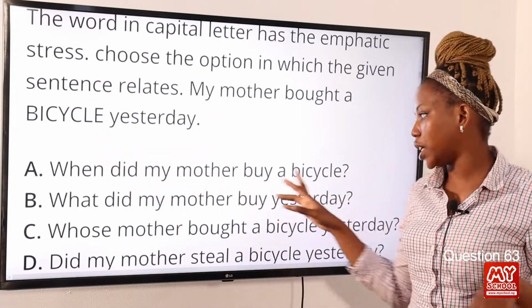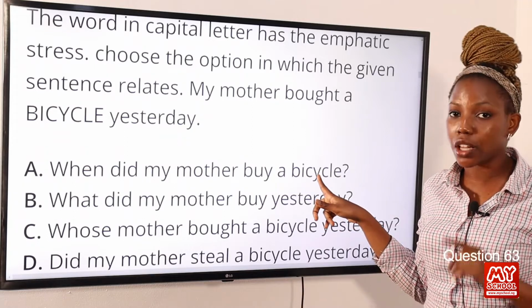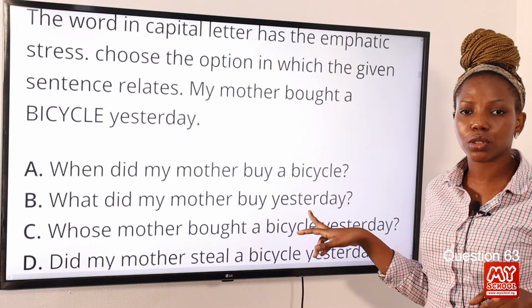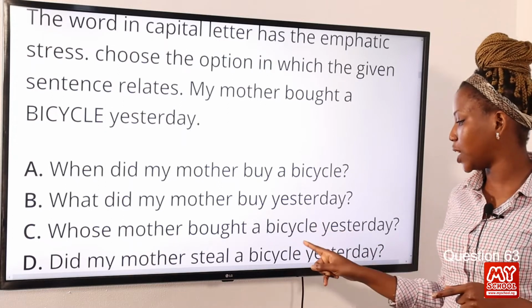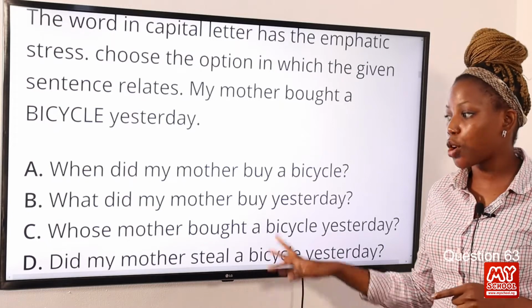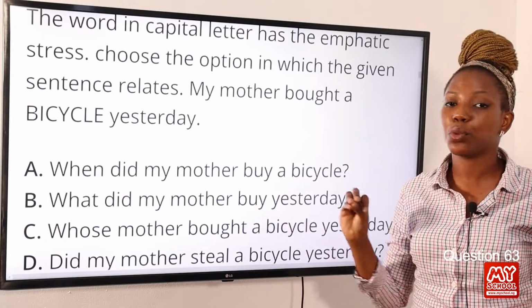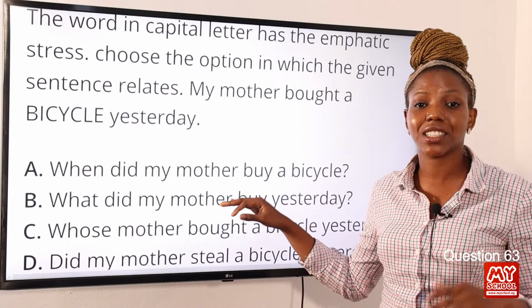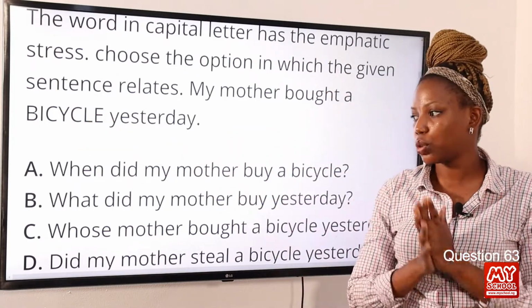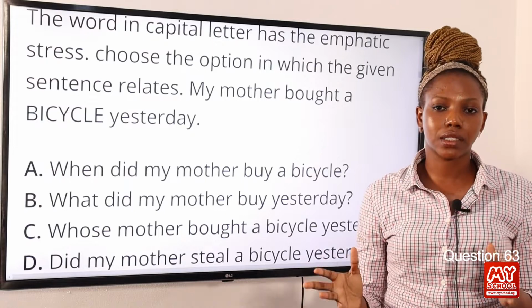Now let's look at option A. The word bicycle was retained, so therefore it is not the answer. Option B, the word was not used at all, so this is our answer. Option C, bicycle was used. Option D, bicycle was also used. So option B is the best answer because it was not used. So this option is in contrast with the word emphasized because it is different, it was not used. So option B is the answer to this question.